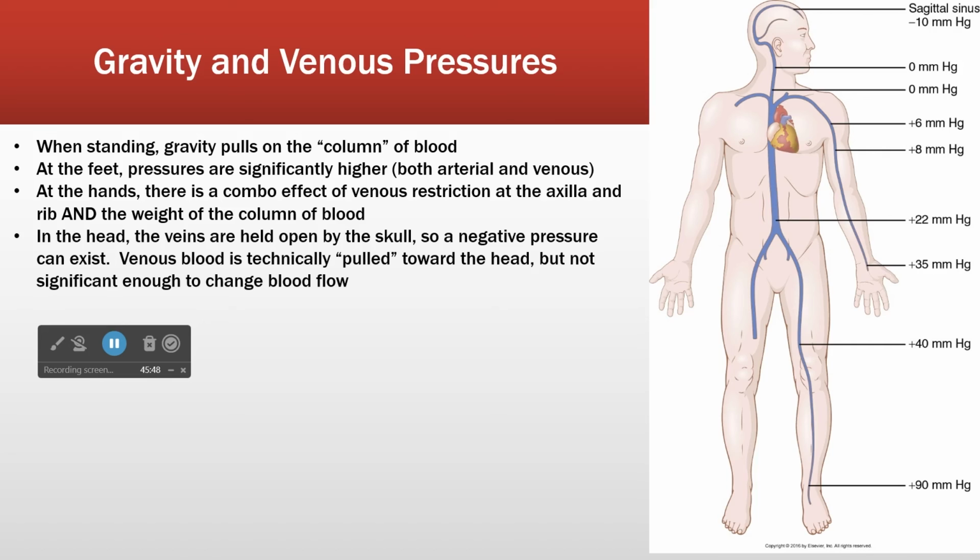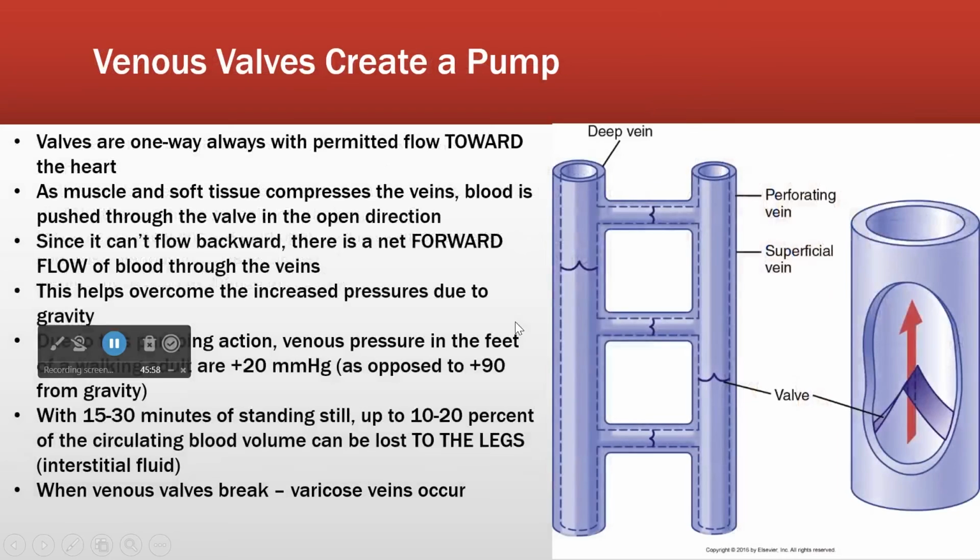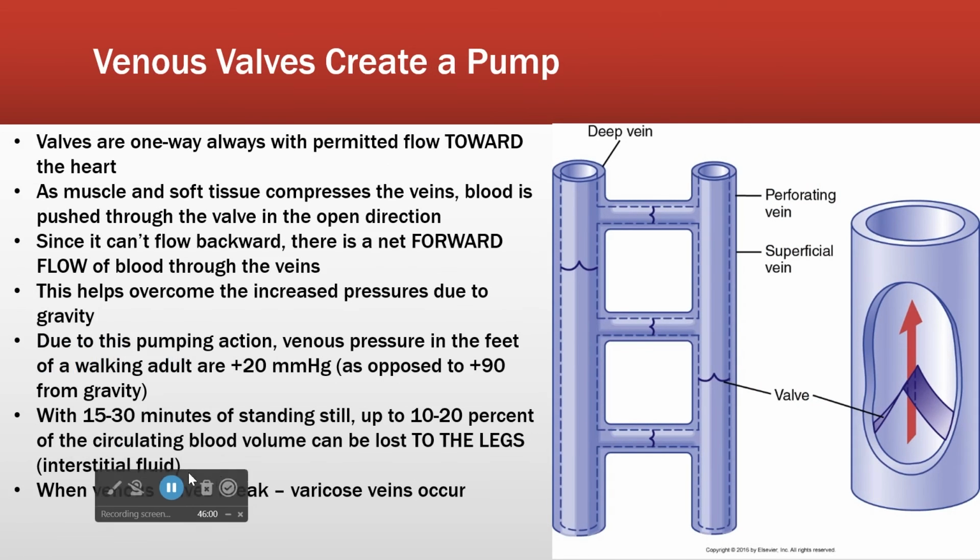So in order to overcome this pressure due to gravity, we kind of need another system to help blood get from the feet back up to the heart. And that other system is called the skeletal muscle pump. All right? And the way this system works, all of our veins have valves in them, one-way valves similar to what we have in the heart.